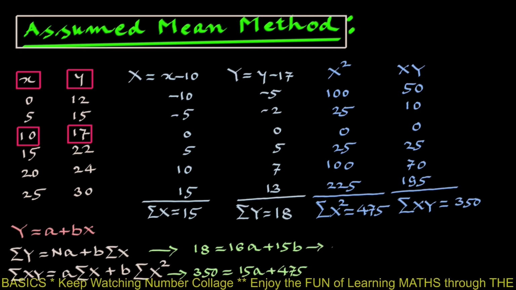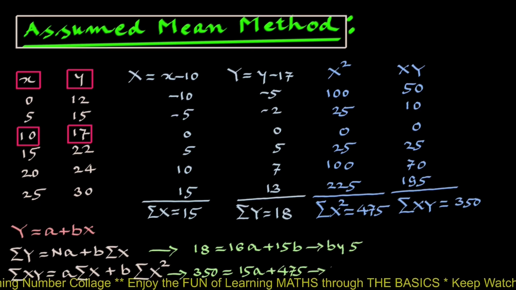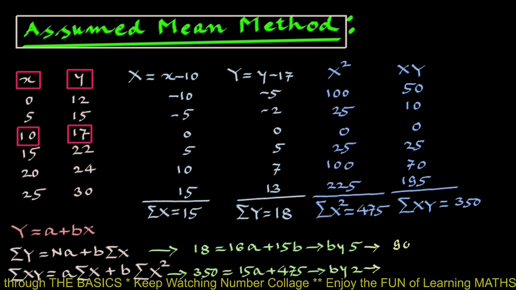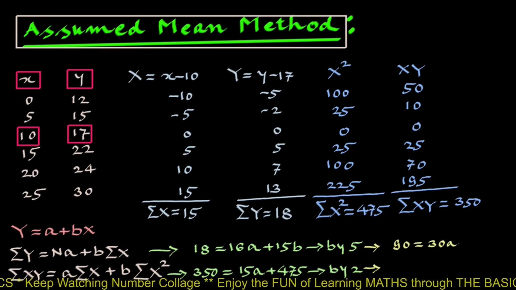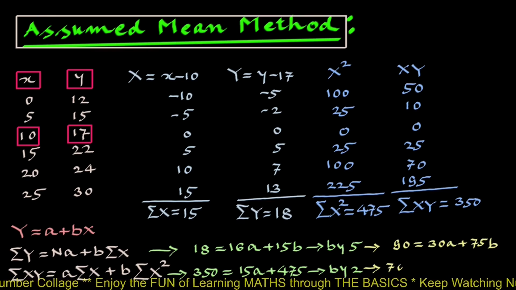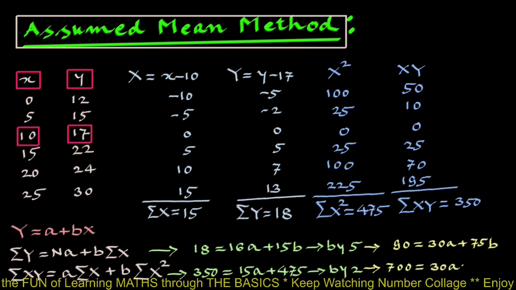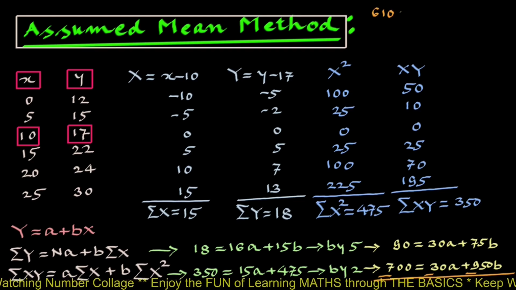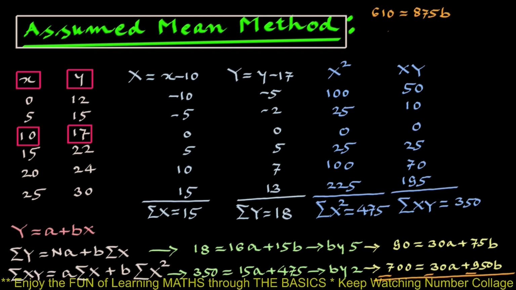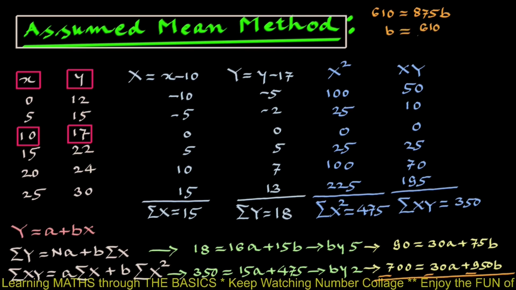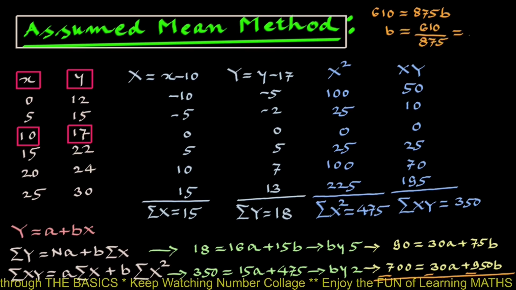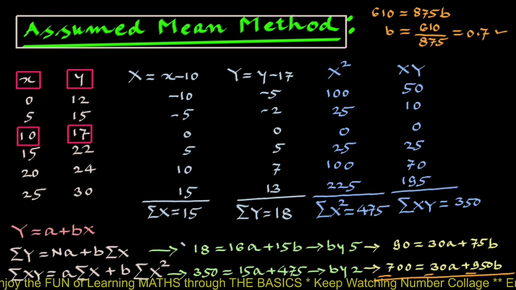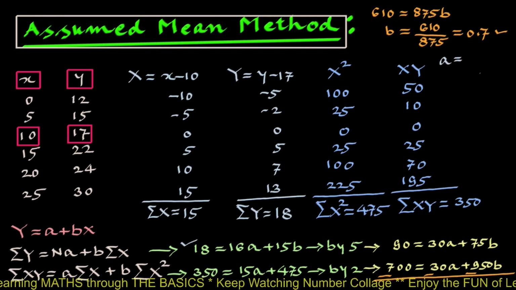Multiplying first equation by 5 and second equation by 2, we get new linear equations 90 equals 30a plus 75b and 700 equals 30a plus 950b. Subtracting, we get 610 equals 875b. b equals 610 upon 875, which is 0.7. Using this value of b in the first equation, we will get a equals 1.25.